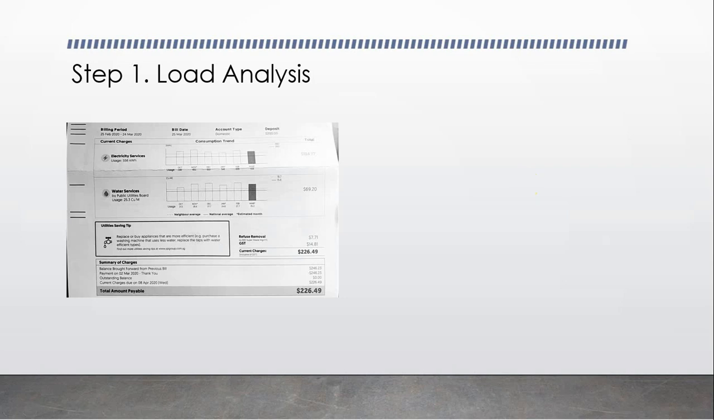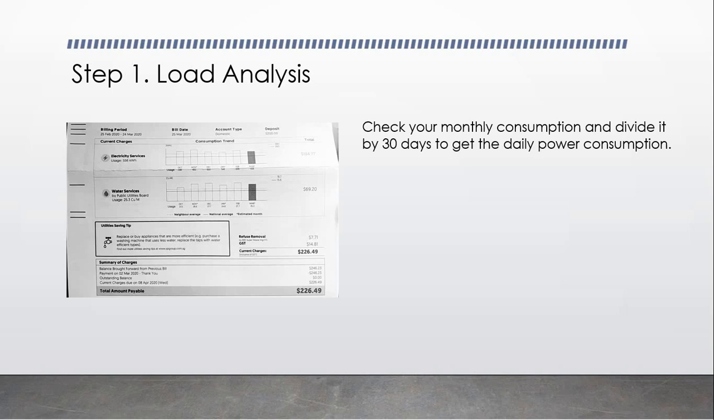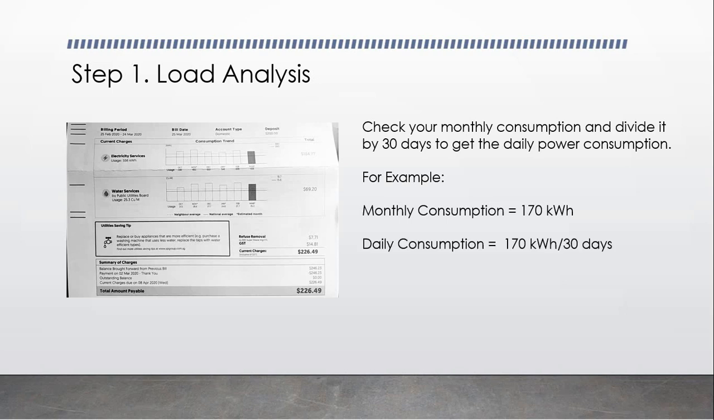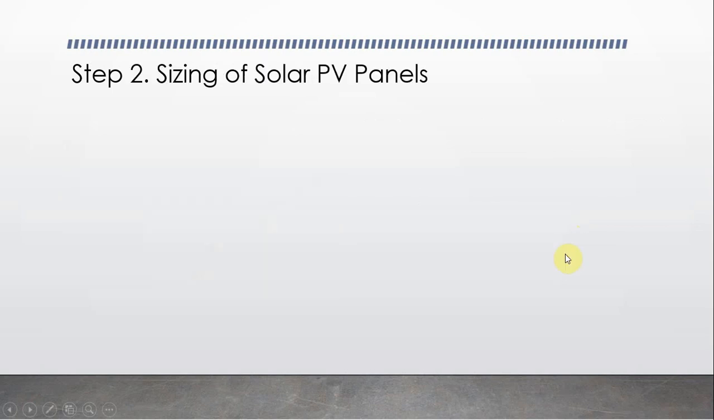Step number 1, load analysis. The goal here is to determine what your daily power consumption is. So this step is quite simple. Just take your electric bill, check your monthly consumption, and divide it by 30 days, and that's it. So in this example, we are consuming around 170 kilowatt hours per month. You divide that by 30 days, and your daily power consumption is 5.67 kilowatt hours per day.